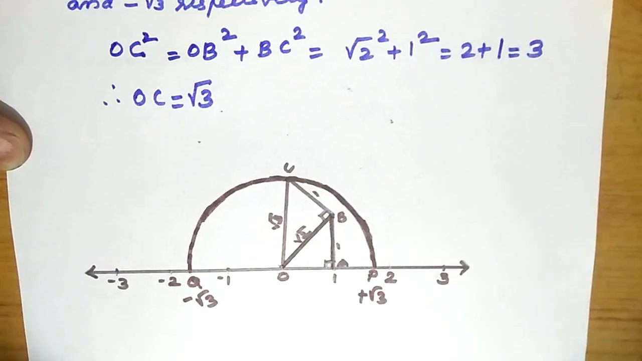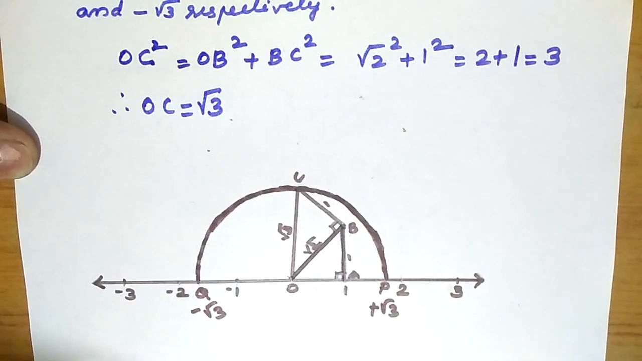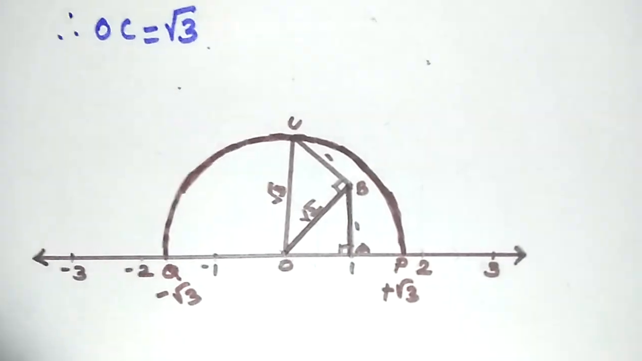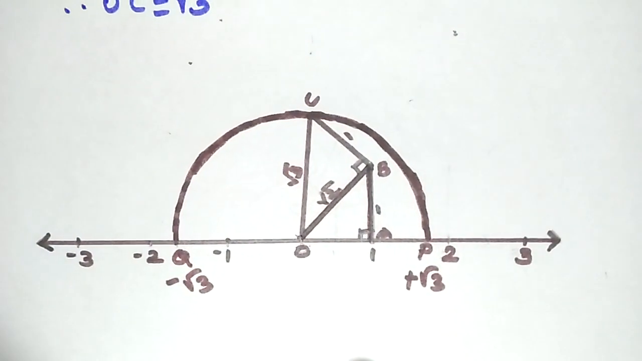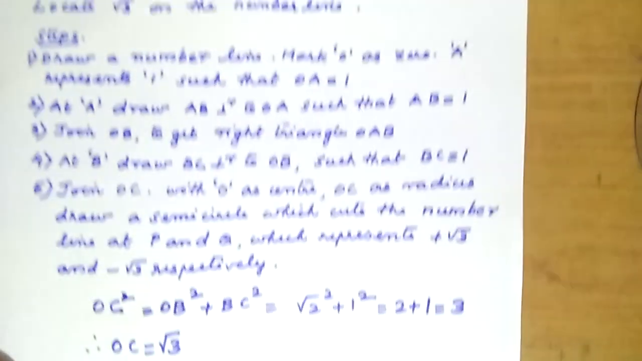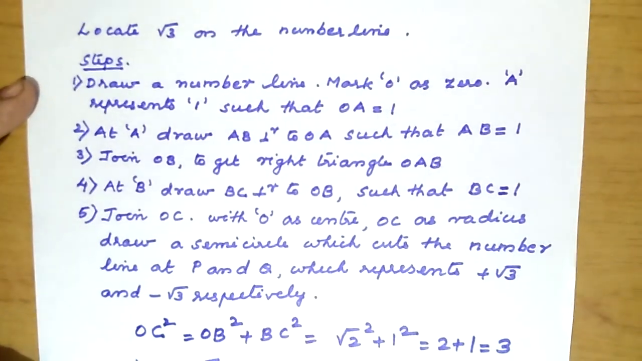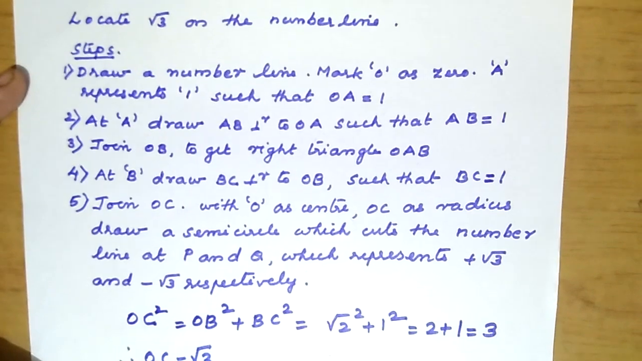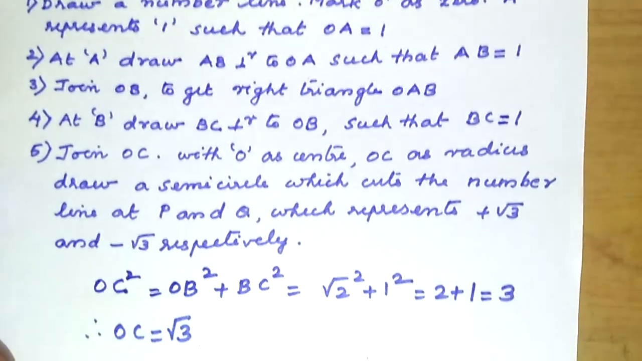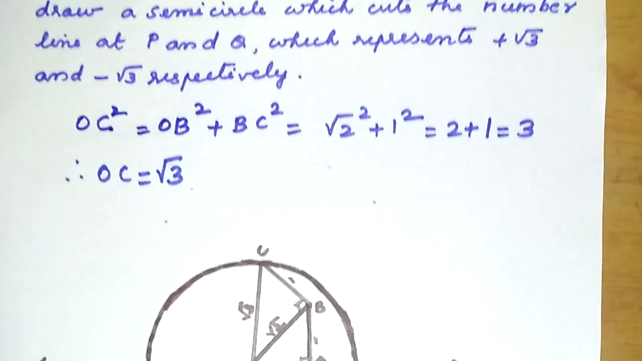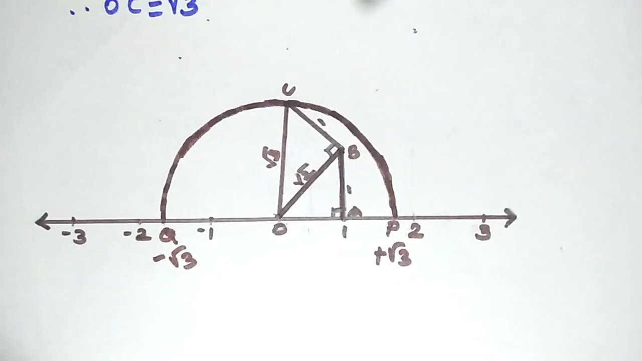Now, when the questions are asked, that is, the questions that may be asked in the exam, "Locate root 3 on the number line." All the 5 steps along with the Pythagoras calculation and then the diagram are to be completely written for root 3 as well as root 2. So the root 3 solution will be like this: all 5 steps, then the length of OC, then the diagram or completed diagram.